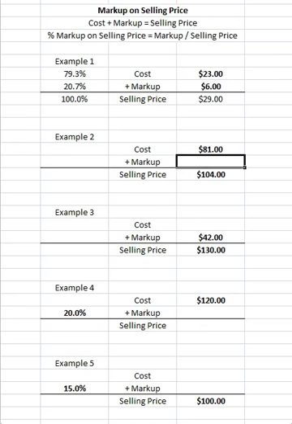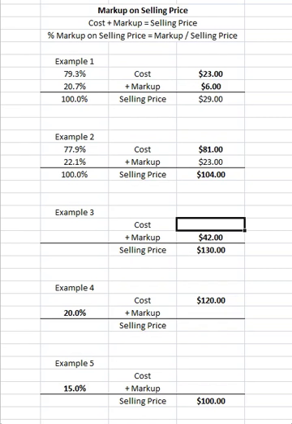Now if we go to example 2, again, cost plus markup equals selling price. So the difference between selling price and cost would be the markup. So 104 minus 81 would be 23. So then the percentages, again, 100% for the selling price. The cost would be 81 over 104, 77.9%, and the markup is 23 over 104, or 22.1%.